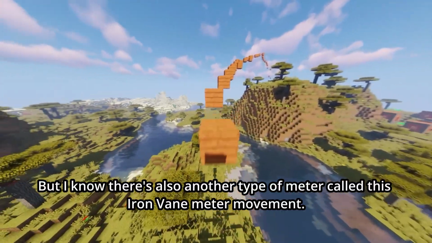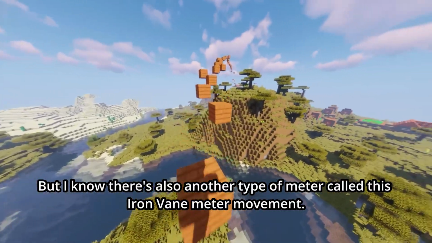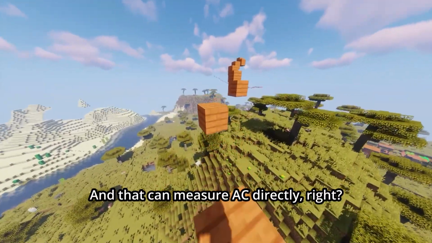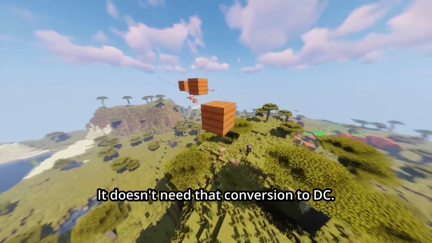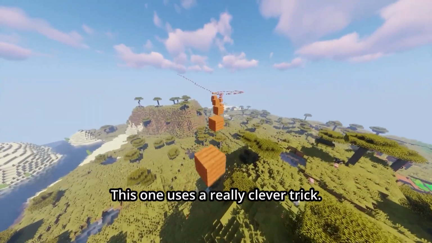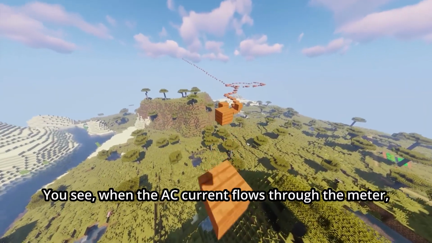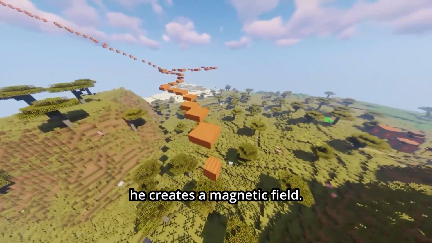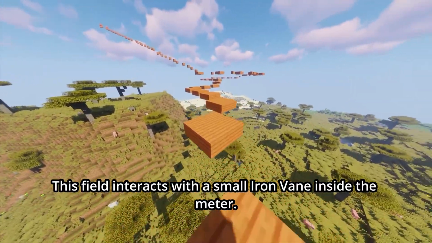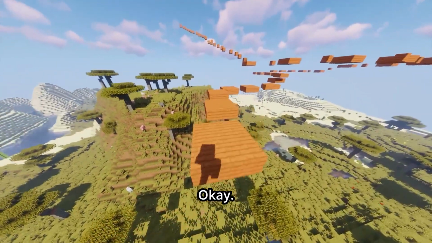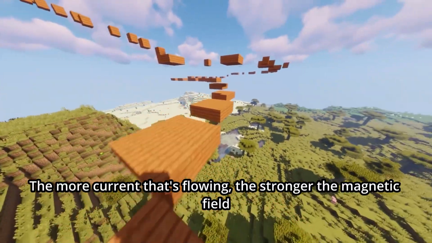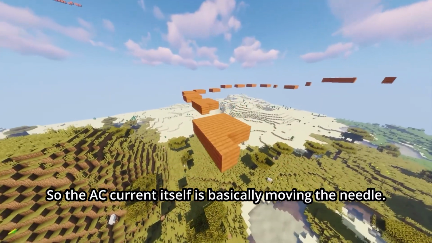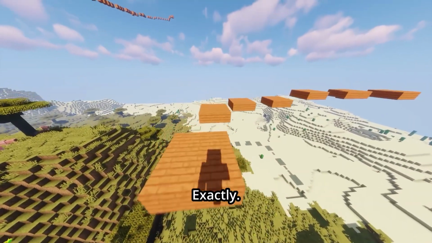But I know there's also another type of meter called the iron vane meter movement. That's right. And that can measure AC directly, right? Exactly. It doesn't need that conversion to DC. So how does that work? This one uses a really clever trick. When the AC current flows through the meter, it creates a magnetic field. And this field interacts with a small iron vane inside the meter, causing it to move. The more current that's flowing, the stronger the magnetic field and the more the vane moves. So the AC current itself is basically moving the needle. Exactly. It's pretty neat, huh?